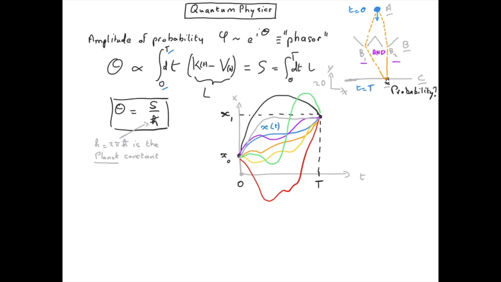So the amplitude of probability for the particle to go from x0 at t equals 0 to x1 at t equal capital T is the sum over all the possible paths of exponential i times the action divided by h bar, and that's the action associated with each individual path.